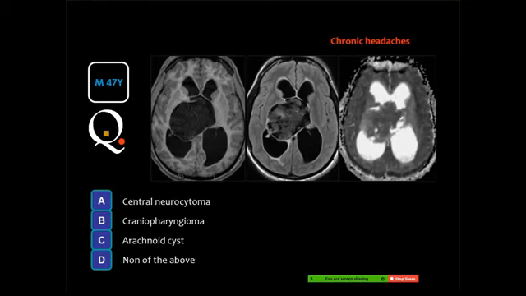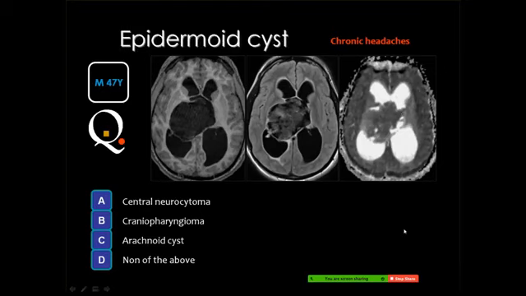Central neurocytoma? No. Craniopharyngioma? No. No, for both. Then what is the diagnosis? I don't know. And this is an epidermoid cyst actually. You see that the cyst is of low signal in the T1, and in the FLAIR it is not of CSF signal, and in the ADC it shows diffusion restriction, and this is an epidermoid cyst.